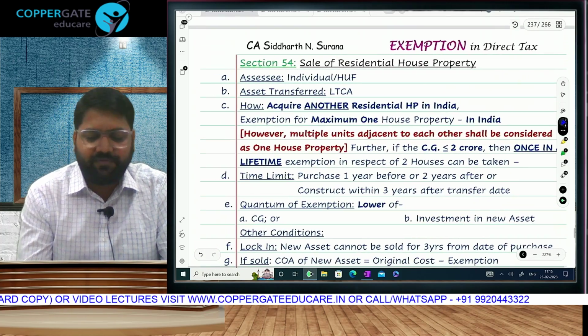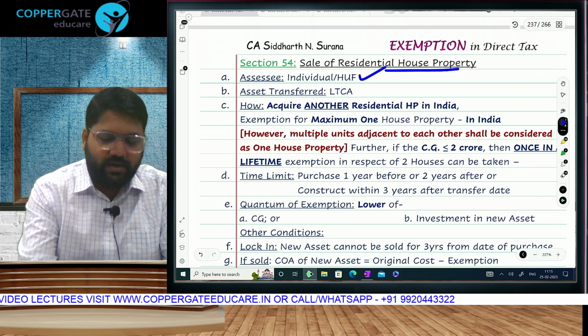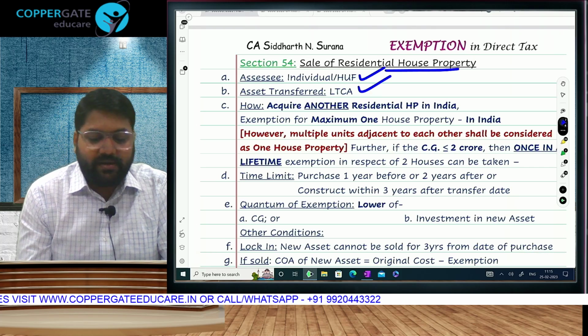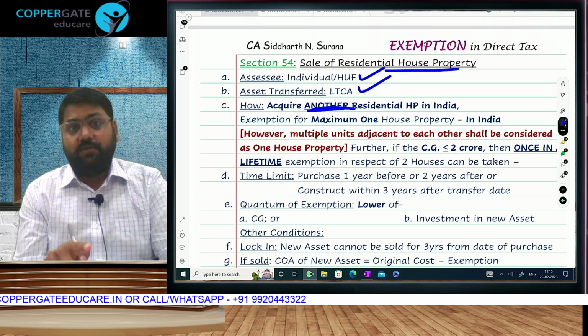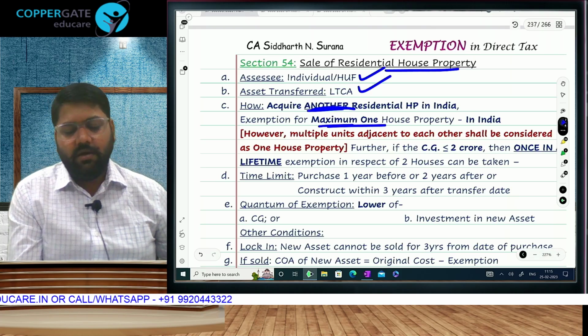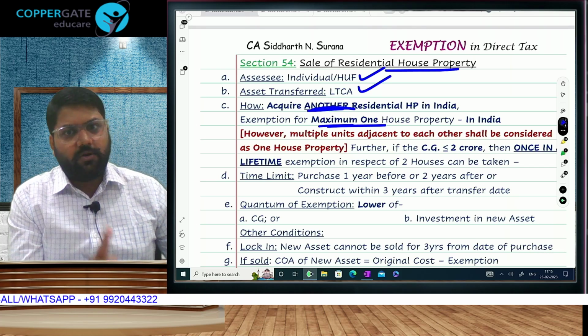Most popular, section 54: you've done sale of residential property. Who will get the exemption? Only individual, HUF, only if the capital gain is long term capital gain. How to get it? Acquire another house in India. You can acquire wherever you want, but you will get exemption only in India, and this exemption will be for a maximum of one house property in India. You can acquire 10, but exemption of 1, and that also in India.